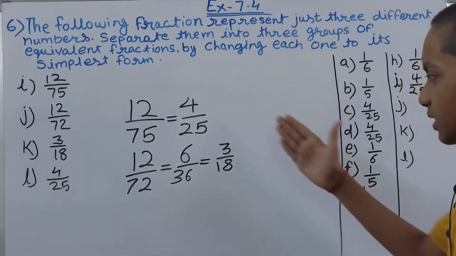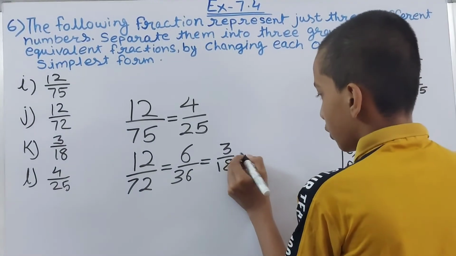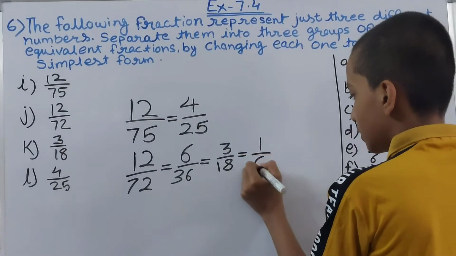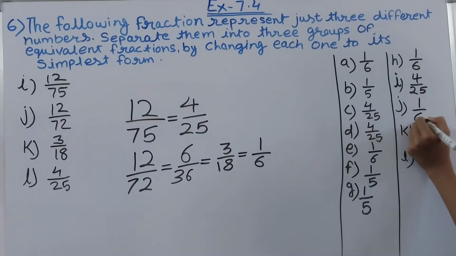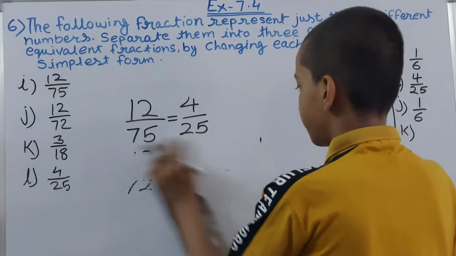Now do you think this is in its simplest form? No, it is not. Both of them will go by 3, 3 goes 1 time and 18 goes 6 times. Now it is in its simplest form, 1 upon 6. Alright. Now we will solve the k part.